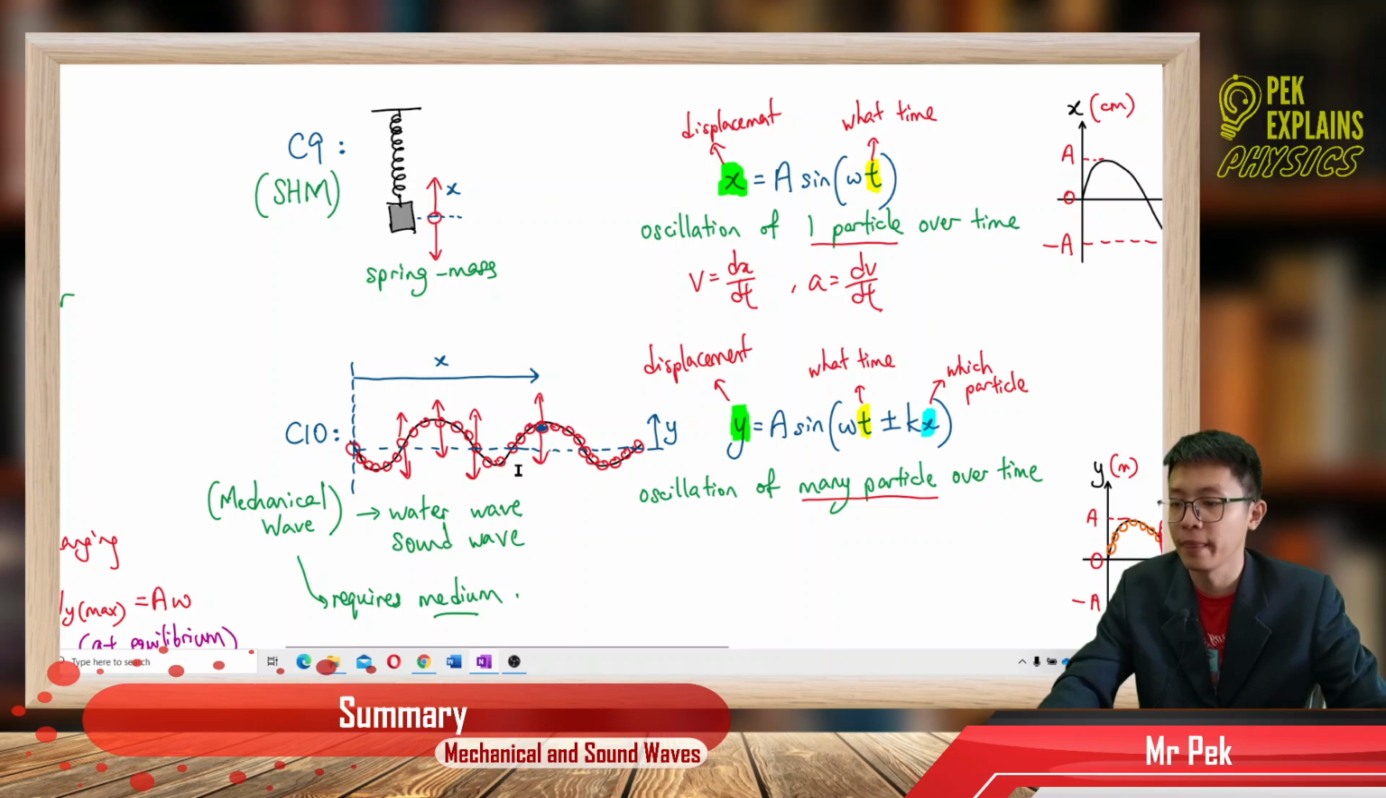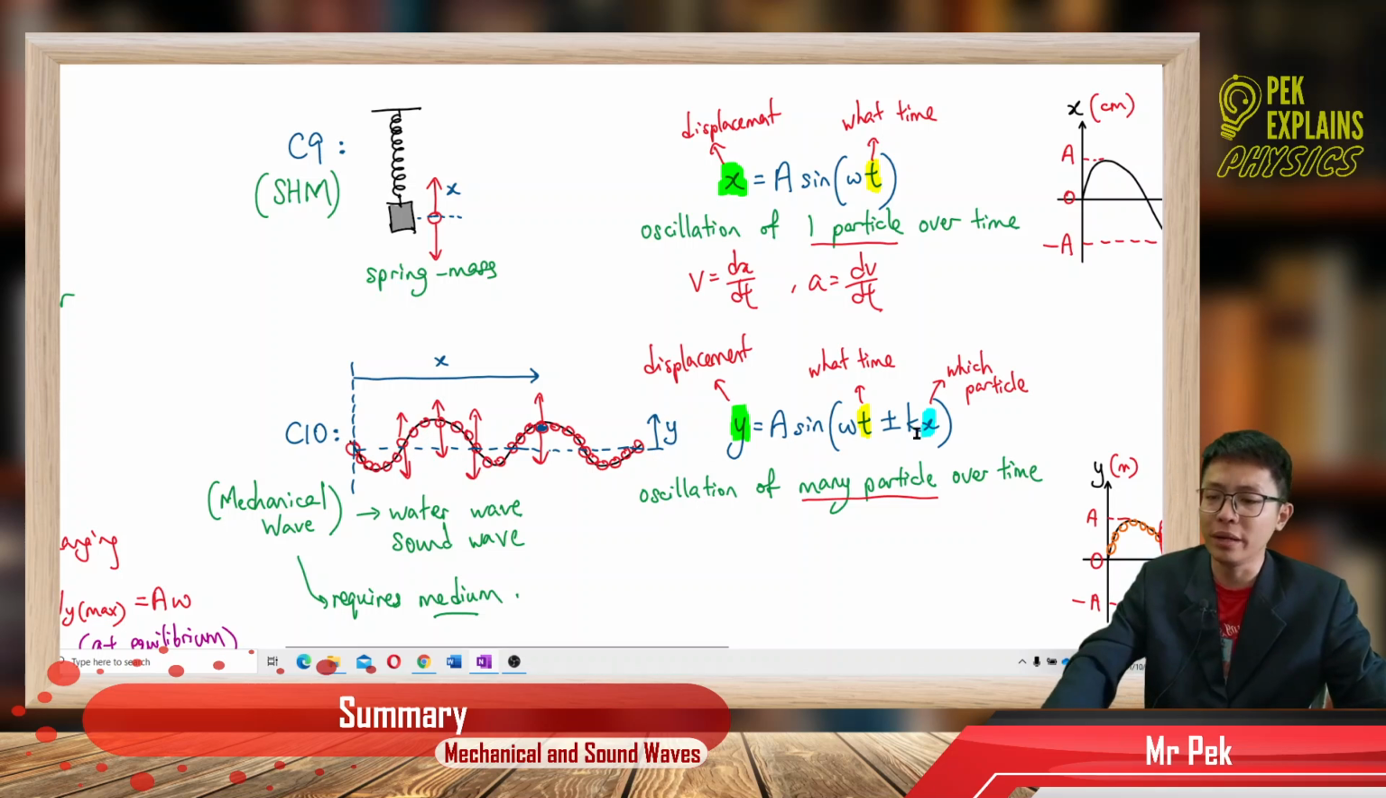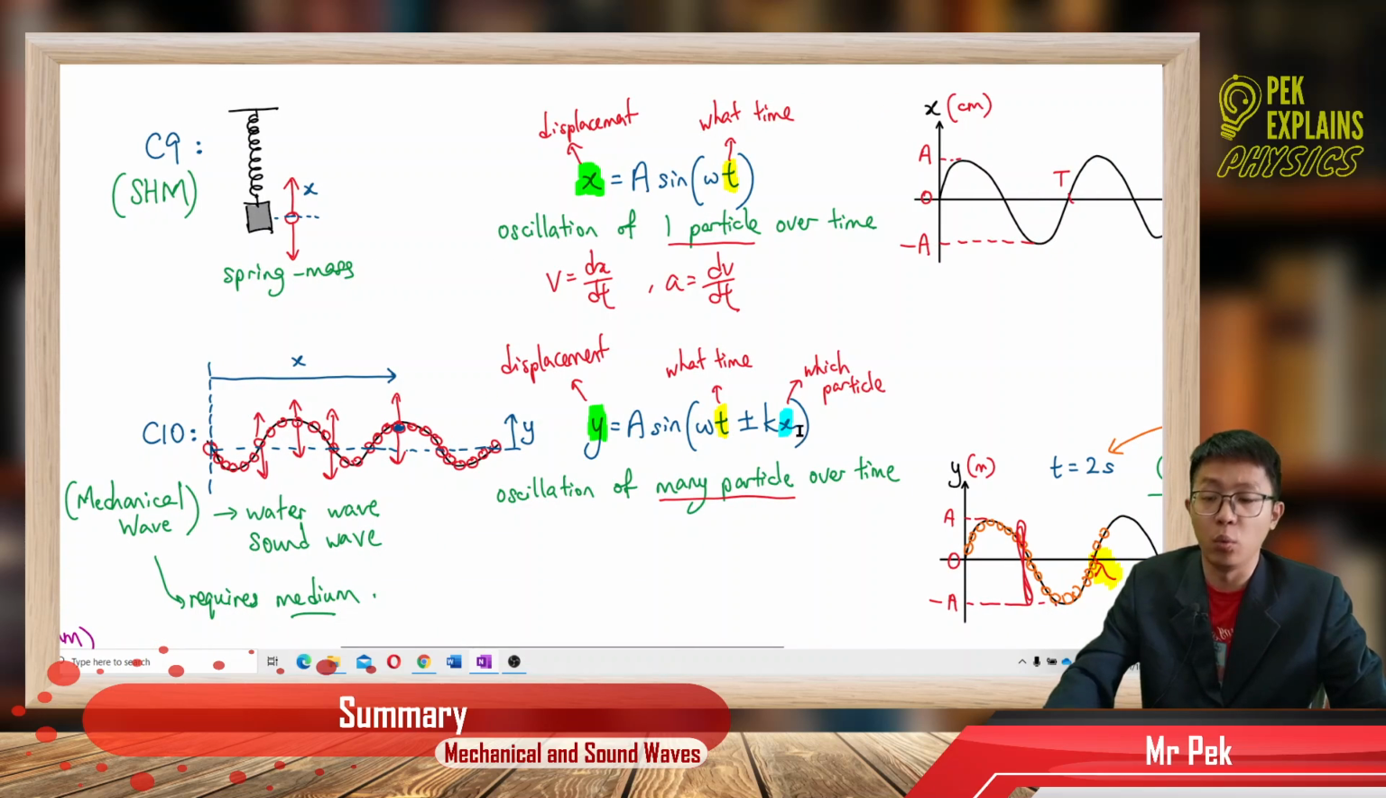Like in this water wave, let's say I want to take this particle. This particle is x distance, or x meters, from the source, from the first particle. So x is no longer the displacement. x is the distance from the first particle, or we can say x is the position of the particle in concern. Now we use y to represent the displacement of each particle. So what does this equation mean? This equation means which particle, at what time, has what displacement. It gives the displacement of a certain particle at a certain time.